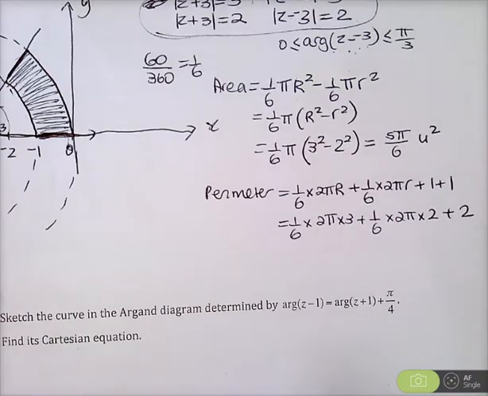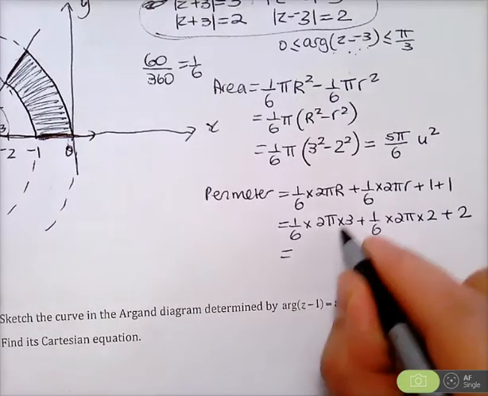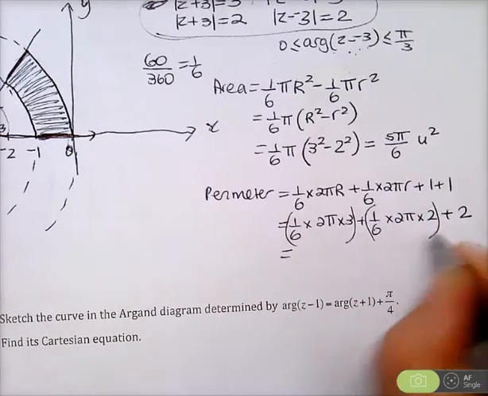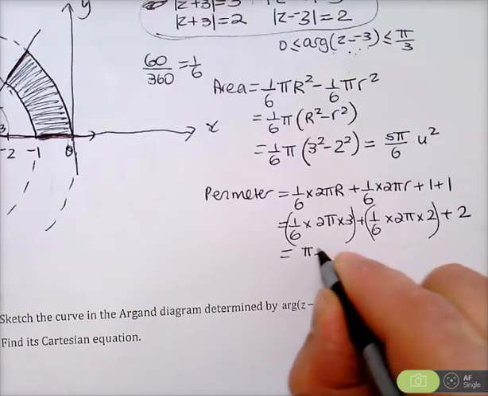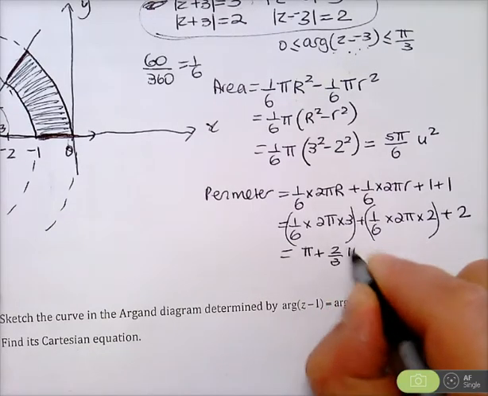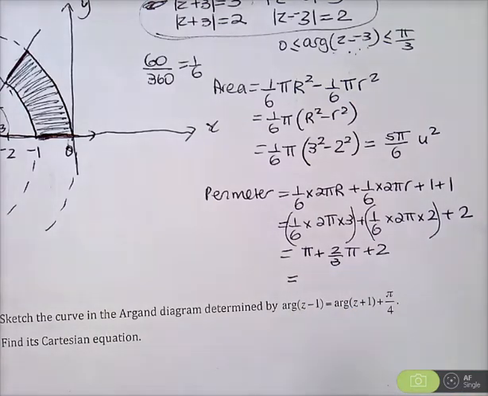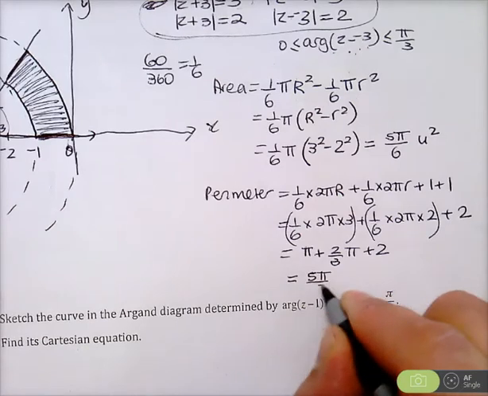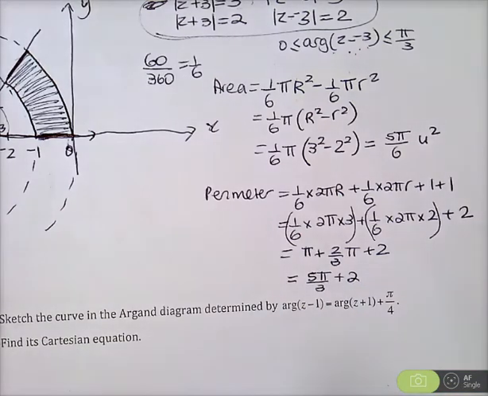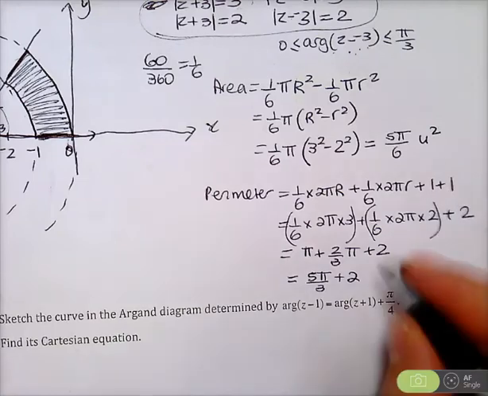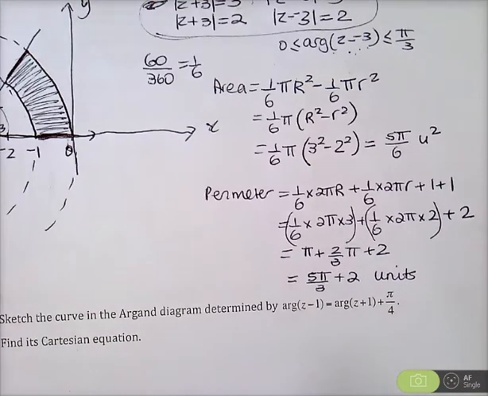What do we got? Isn't that pi? First one, 1/6 of that plus 1/6 of that. So we've got pi plus 2/3 pi plus 2. Common denominator 3: it's 1 2/3, or 3 pi on 3 plus 2 pi on 3. 1 2/3 is 5 over 3 as an improper fraction. So 5 pi on 3 plus 2. I'm not putting the 2 with a common factor, and that one's just units, not units squared.